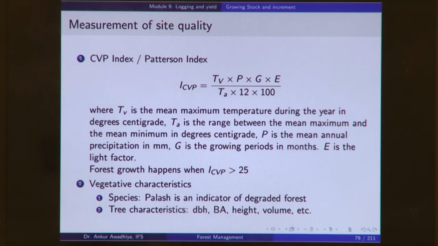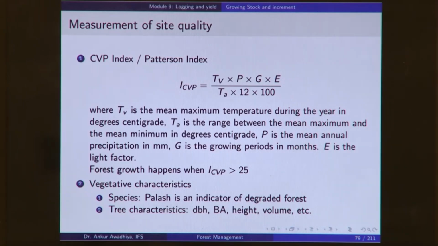So, where nothing grows, we generally see Palash growing. If you only see Palash, it means that the site is not capable enough of supporting other vegetation. So, by looking at the species that are present in a forest, you can have an idea of the site quality of that site, or you can look at the tree characteristics.